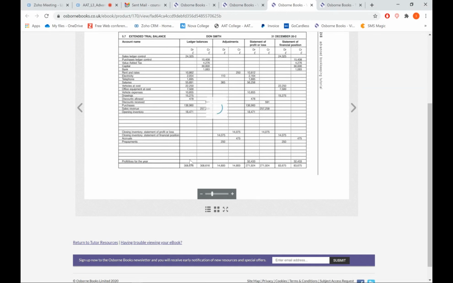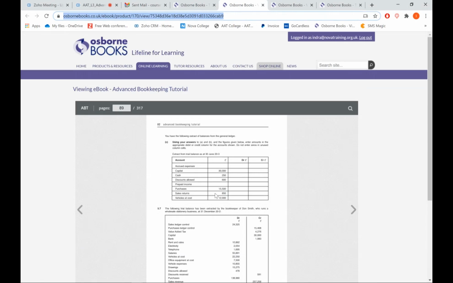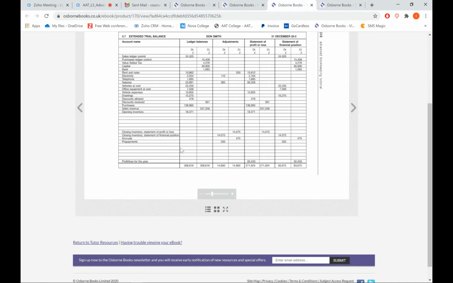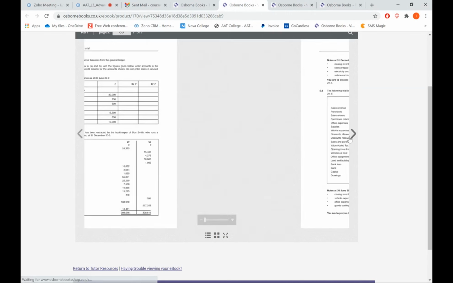Okay, so in the question, this whole trial balance is given, and we will copy it as it is. You see the totals, and in this also all the totals are the same. These adjustments will be given to you, and these names will be given there in the exam. Okay, now what will be the question? You have to put in these adjustments.